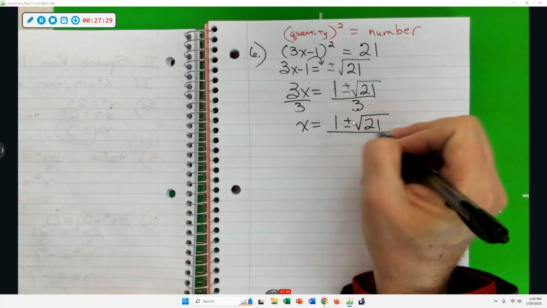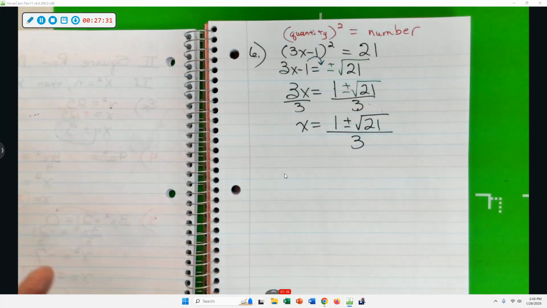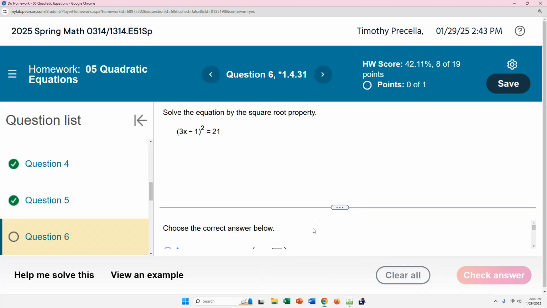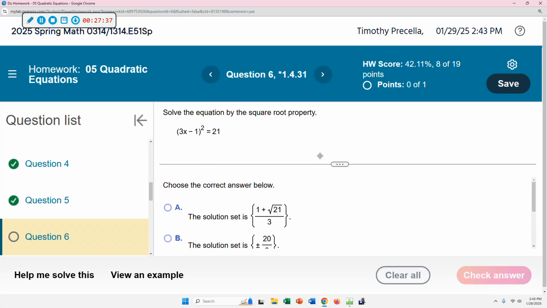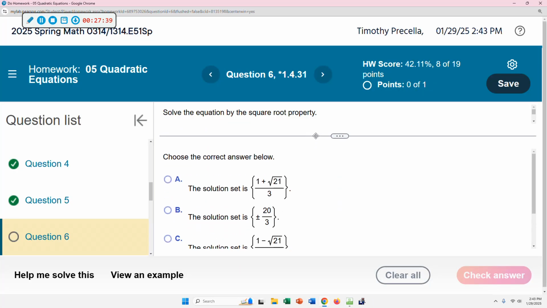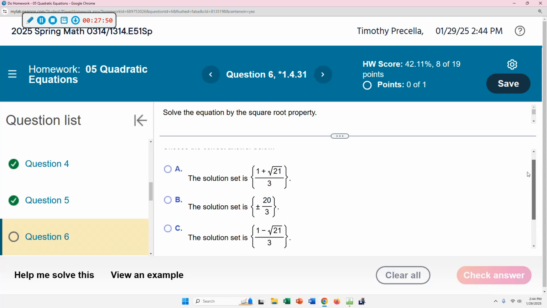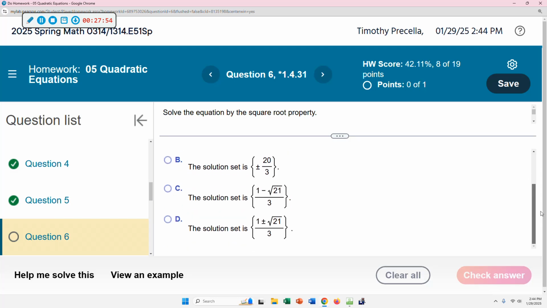Let me type this in. Oh, wait, I don't think I have to type that in. It's a multiple choice. Let me move this so y'all can see all the answers. Is it D? 1 plus or minus the square root of 21 over 3. What was A? Did I have the plus minus, just a plus? And C didn't have the plus minus. The only answer is D.